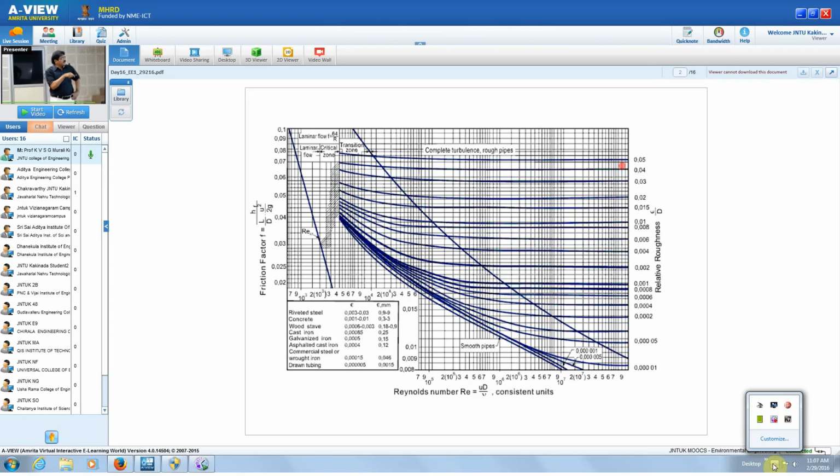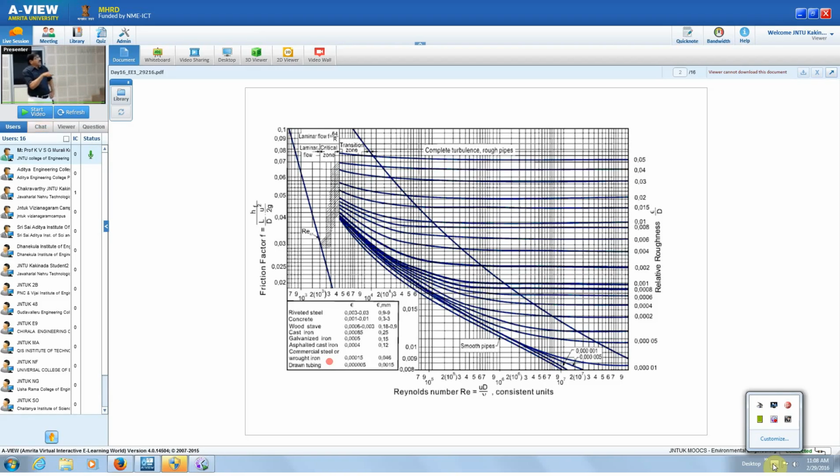These are different pipelines. This is riveted steel. This is concrete. This is wood. This is galvanized iron pipe. This is corrugated pipe. This is a cement concrete pipe. So these are all varying like that only. So an important point is that friction factor does not vary in case of turbulent flow. Friction factor does not vary with Reynolds number. It varies only with the type of the material.